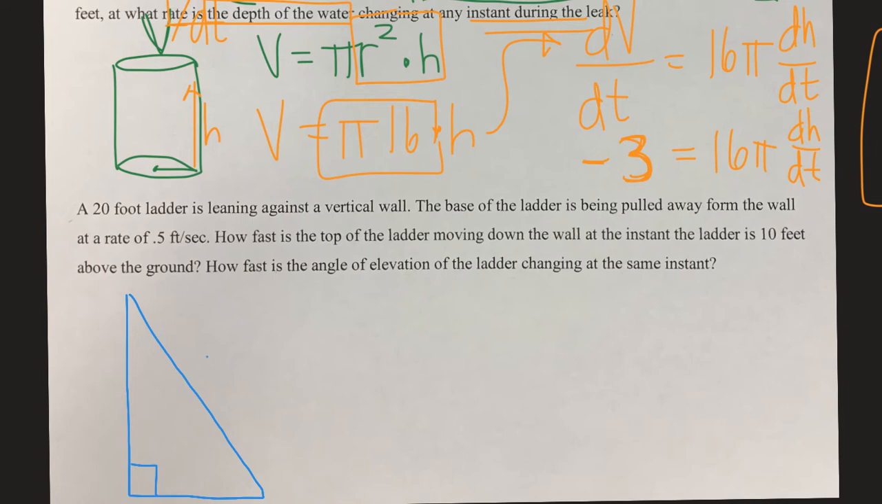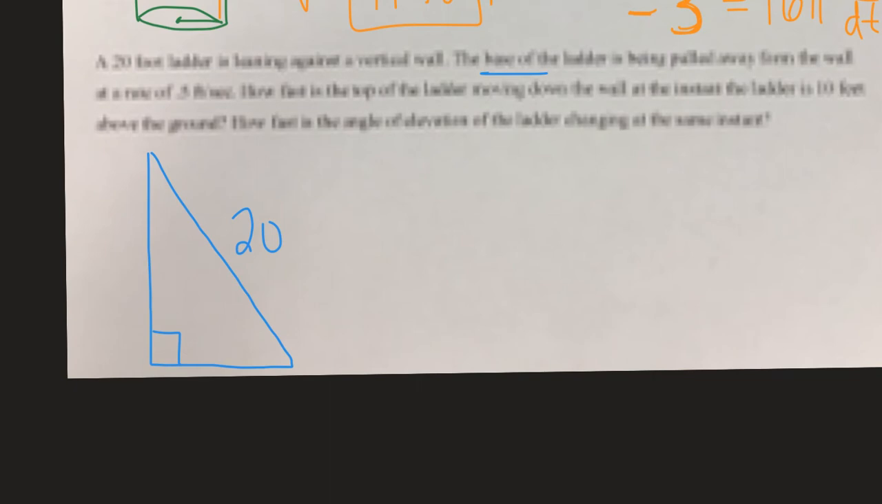We have a 20-foot ladder, so the ladder is 20 feet. Is the length of the ladder ever going to change? No, it's not going to change at all. The base of the ladder, down here, is being pulled away from the wall, so it's moving in this direction at a rate of 1/2 of a foot per second.